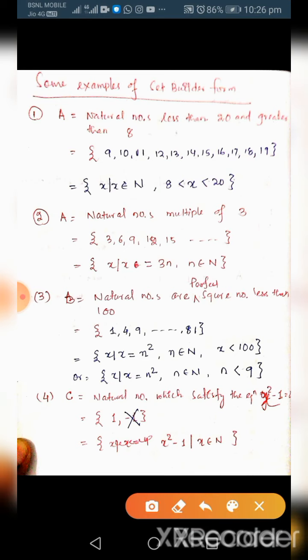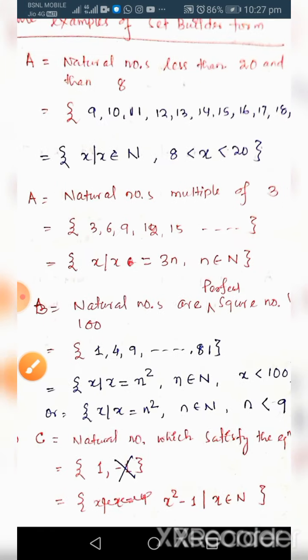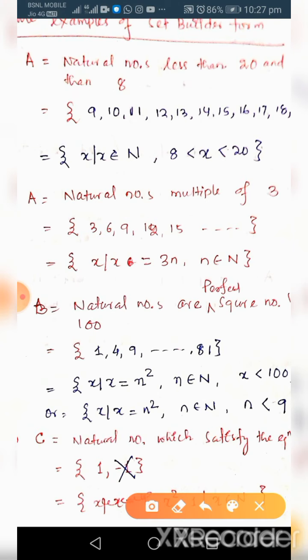Next, the second example I will give you: natural numbers that are multiples of 3. Multiples of 3 means 3, 6, 9, 12. Here no boundary is given, so you can write dot dot dot. How can you write it? x such that x is equal to 3n, which means a multiple of 3, where n belongs to capital N. N belongs to N means n is an element of the natural number set.